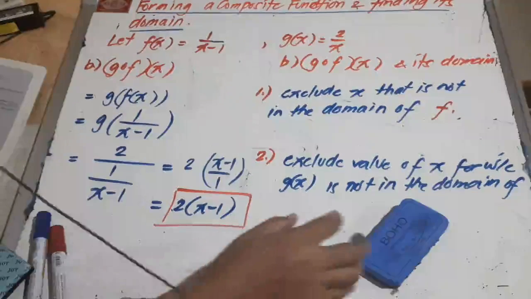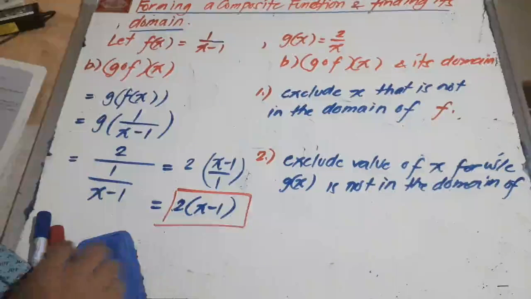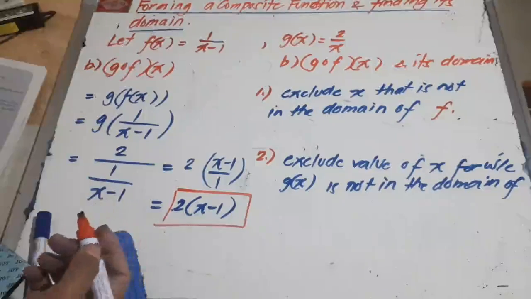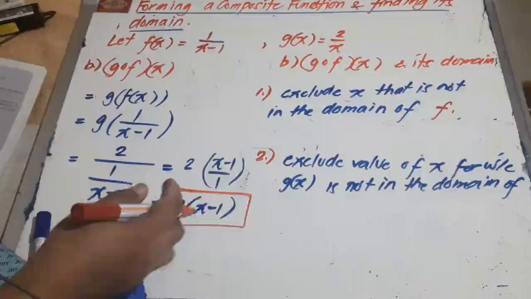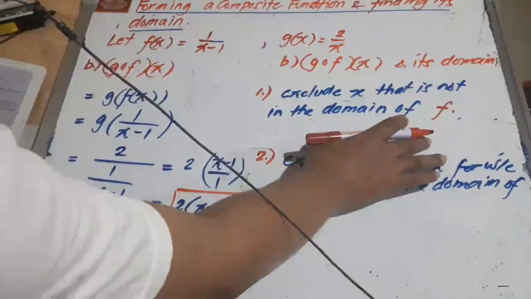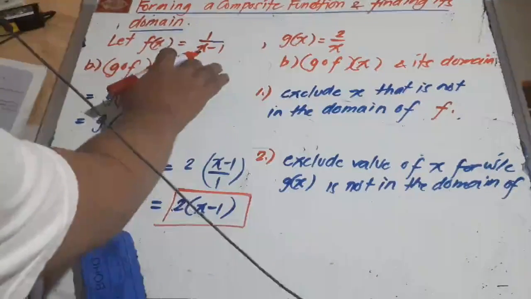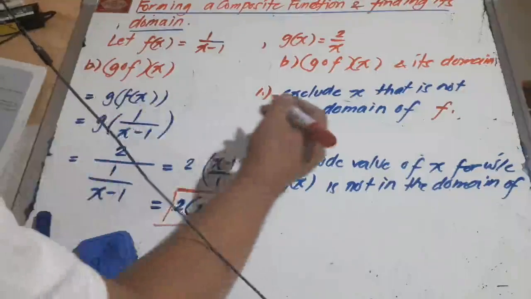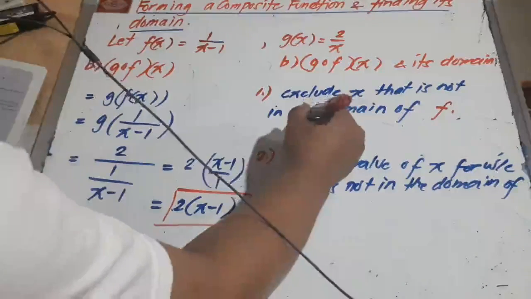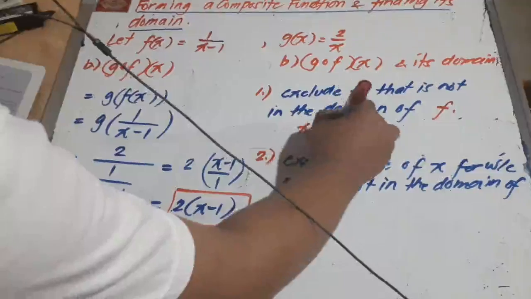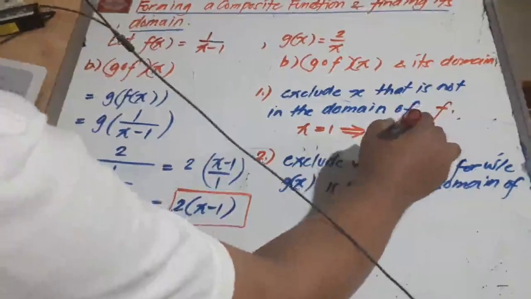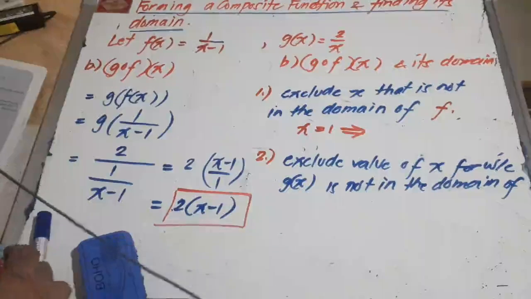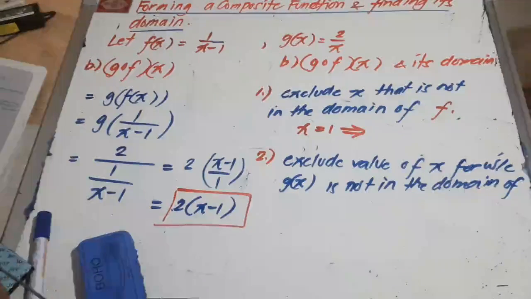So again, exclude natin yung x that is not in the domain of f. Kanina, exclude natin that is not in the domain of g. Kasi f circle g of x. For g circle f of x, exclude natin yung wala sa domain ni f. Okay? Ano yung wala sa domain ni f? X equals 1. So, exclude natin yan doon sa ating domain of the composite function. Okay? Kasi wala siya sa domain ni f.